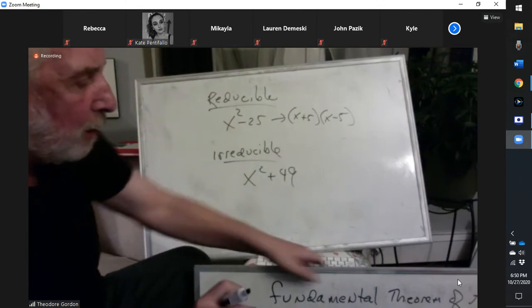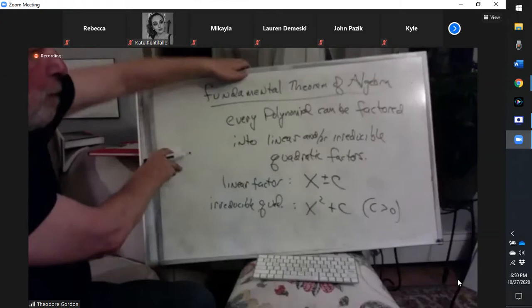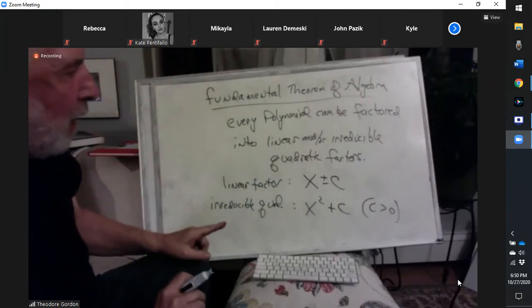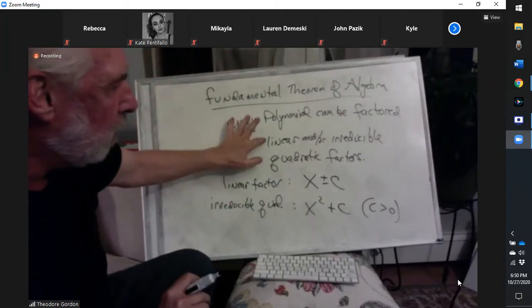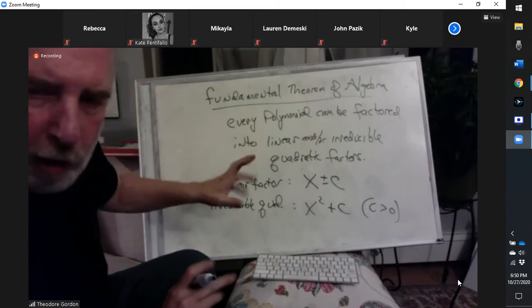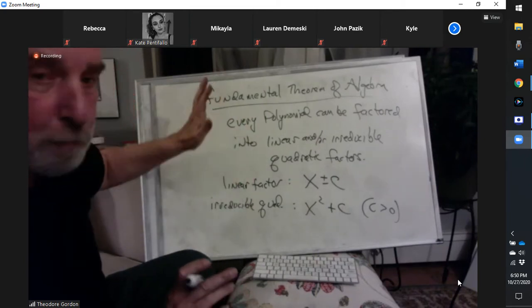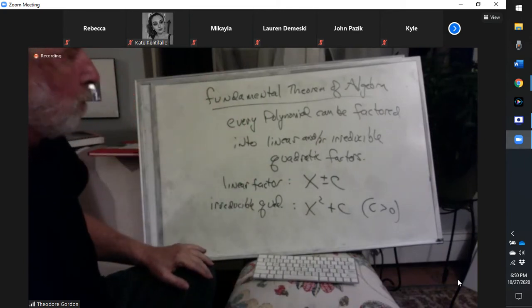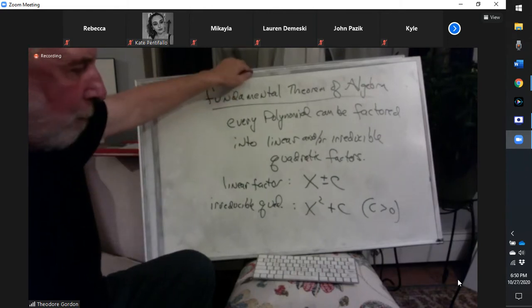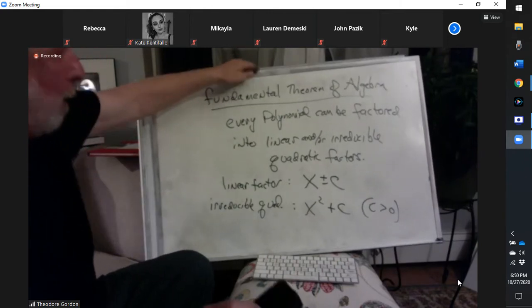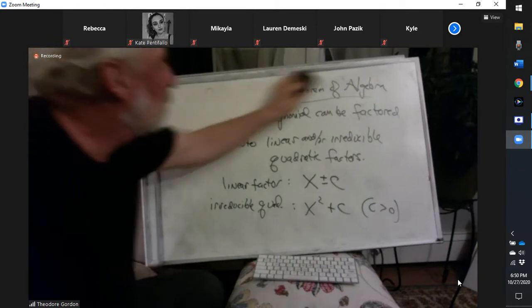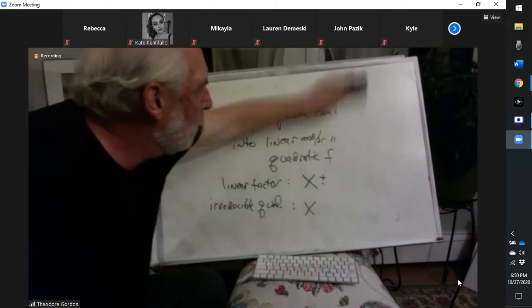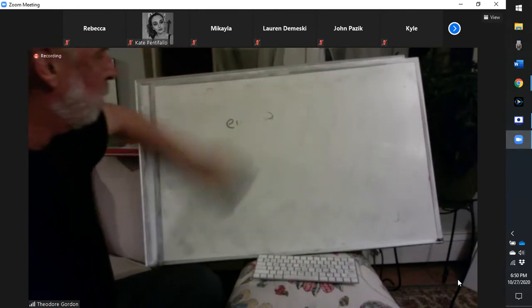So the fundamental theorem of algebra: every polynomial can be broken down into either linear or irreducible quadratics or a combination of both. All right, so that's what we're going to be working on. So put that away for right now. So let's do sort of an example here.